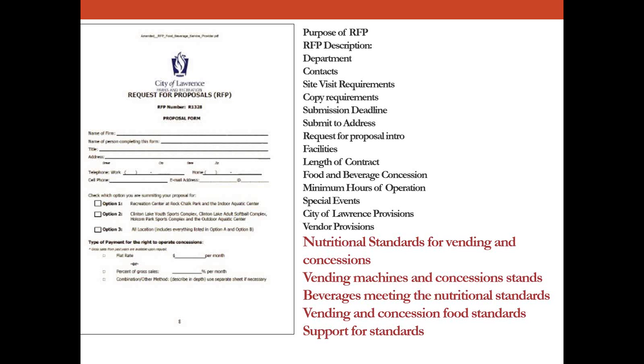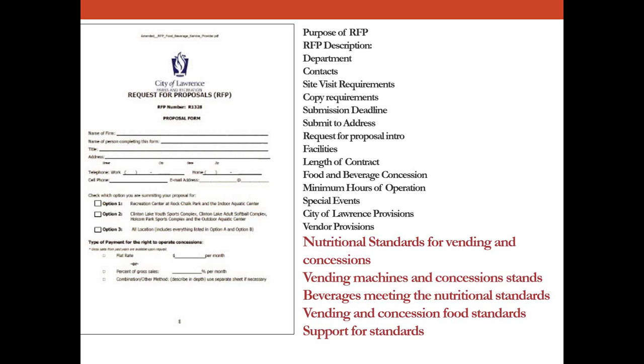So I listed here all the different provisions in the city of Lawrence's RFP. This is the whole list. And you can see the bottom ones there in maroon, those are the ones that we're wanting to impact for our healthy food work, not that other stuff.